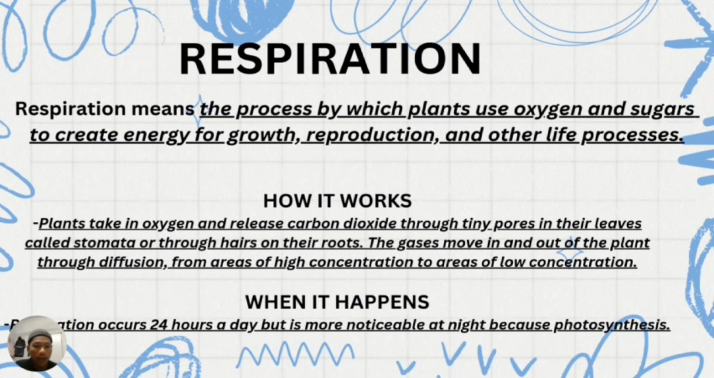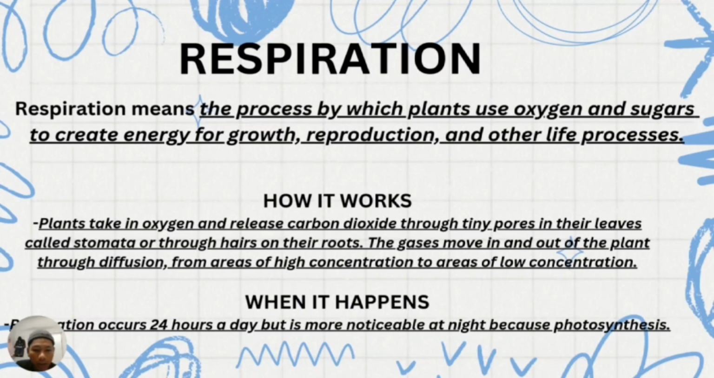Okay, the last subtopic I will explain is about respiration. Respiration means the process by which plants use oxygen and sugars to create energy for growth, reproduction, and other life processes. How it works. Plants take in oxygen and release carbon dioxide through tiny pores in their leaves called stomata or through hairs on their roots.